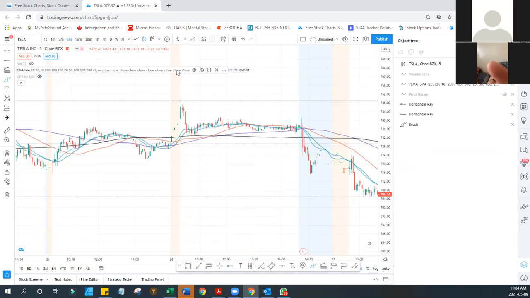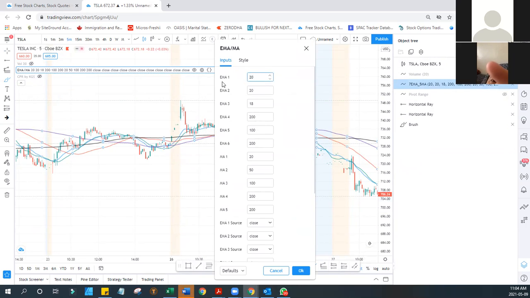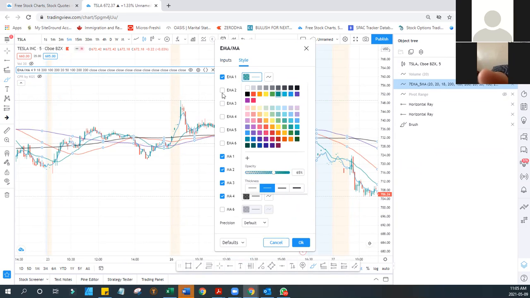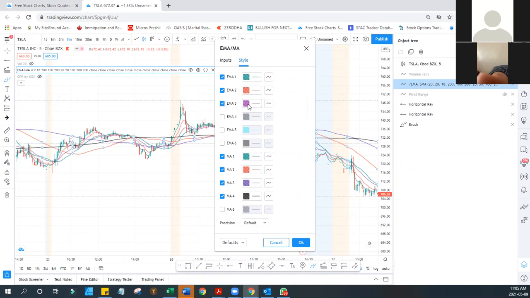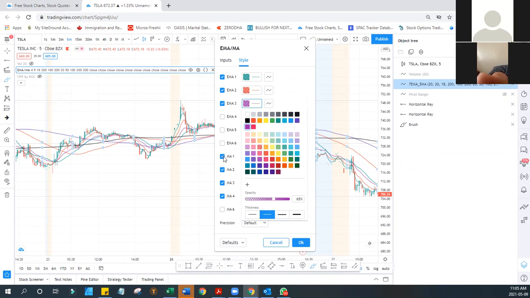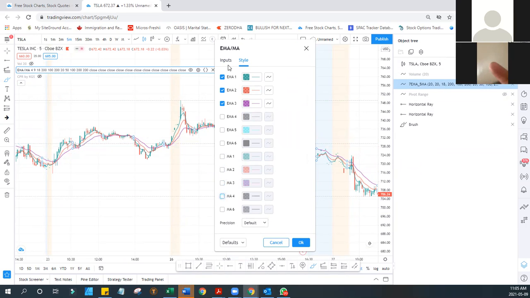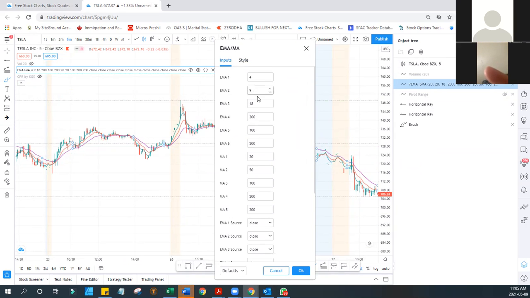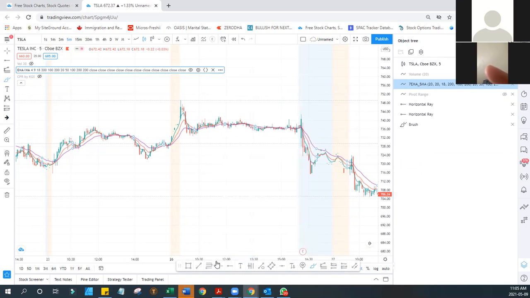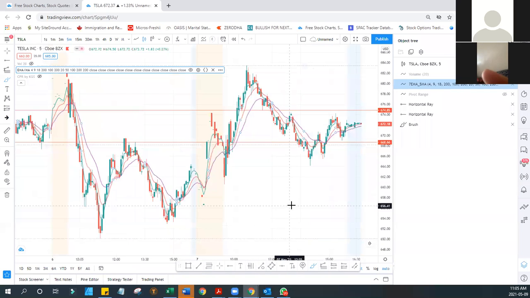Now I'm going to plot EMA for 4, 9 and 18. So 4 is my green one, 9 the red one, and 18 the black, or I would say purple, let me put it purple. I will need a 200 later sometime. So I have 4 EMA, 9 EMA, and 18 EMA, and I'm going to put them on. The time frame will be 5 minutes for any stock you want to take. Now let's see how it works.